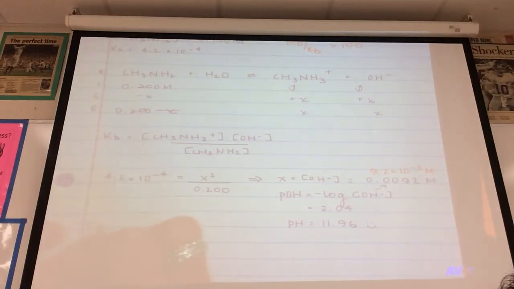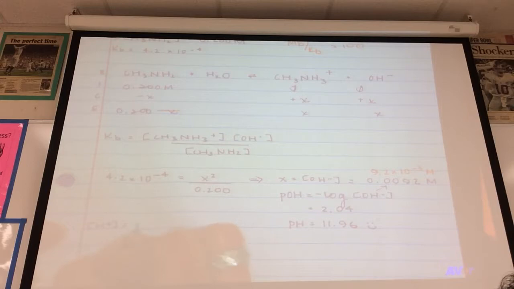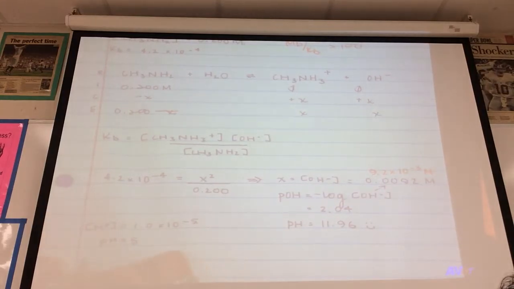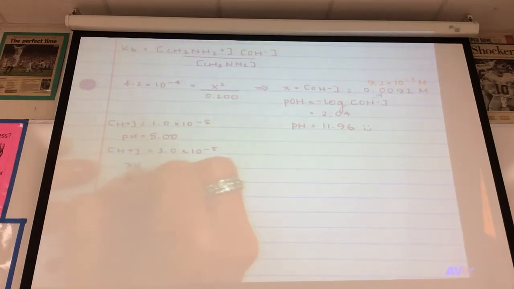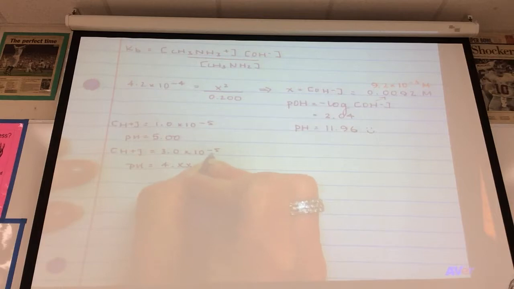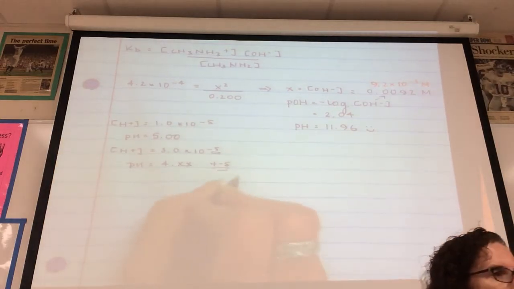So if proton concentration is 1 times 10 to the negative 5, the pH is 5. That's whatever the exponent is. If the proton concentration is 3.0 times 10 to the negative 5, and again, sloppy with sig figs, here it would be 4 point something something, because it's going to be one less than this something left over. But they'll give you a range on the exam.